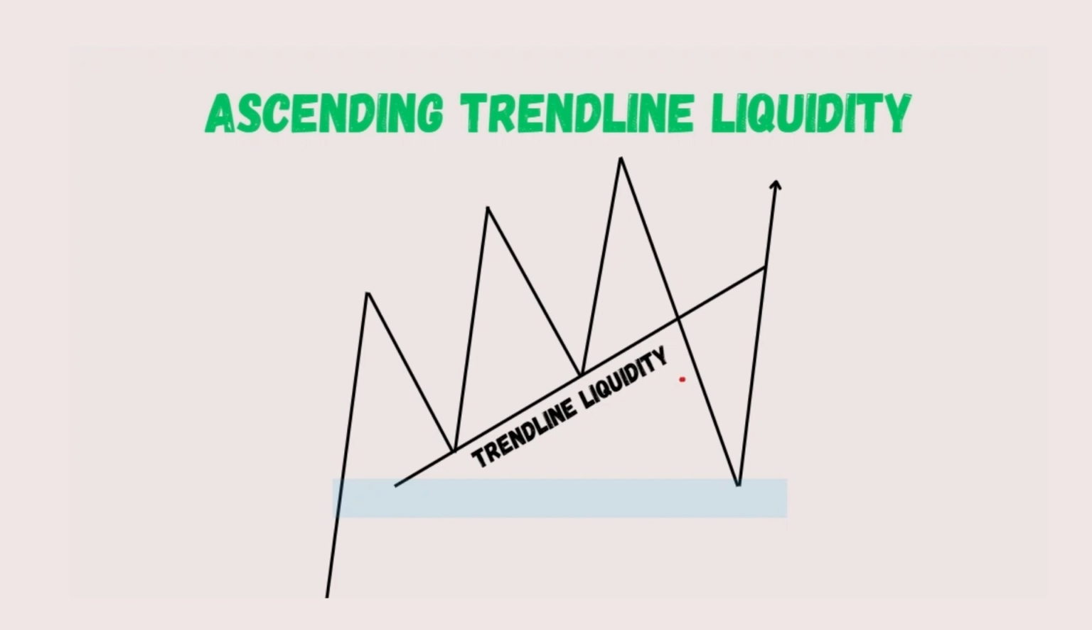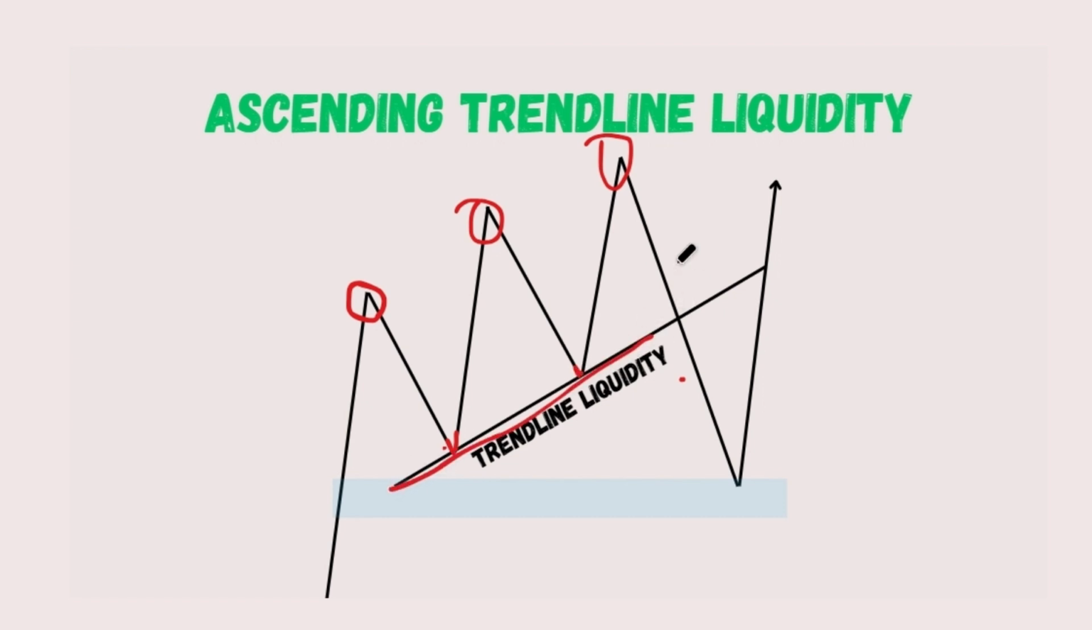So in trendline liquidity it has two types, ascending and descending trendline liquidity. First we're gonna learn ascending trendline liquidity. Ascending trendline liquidity is formed when market is in uptrend. As you can see, the market is making a new higher highs as well as a new higher lows here and here. During this, we create this as a trend line.